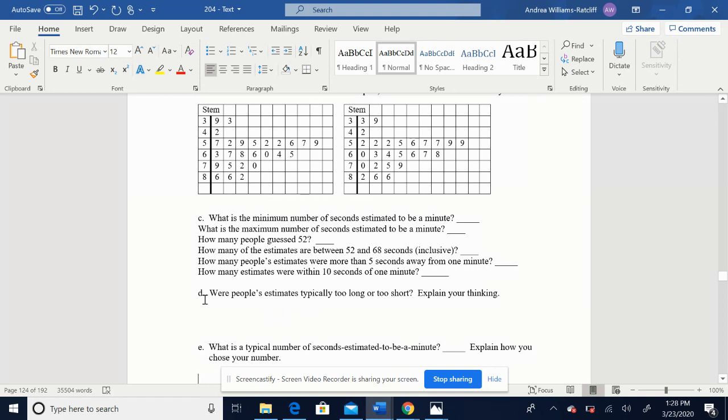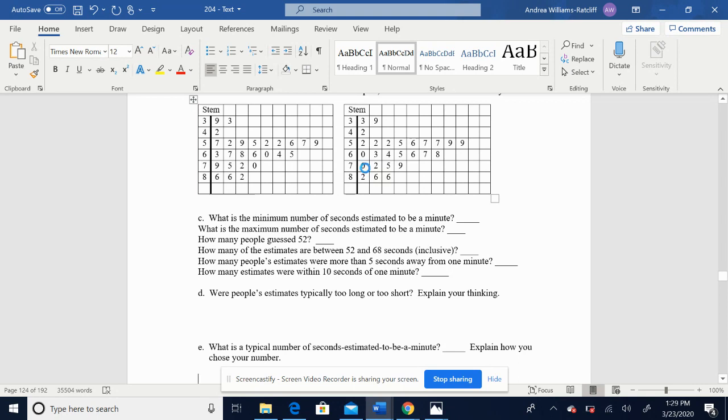How many estimates were within 10 seconds of 1 minute? Okay, so if they're within 10 seconds, they're going to be anywhere from 50 to 70 seconds. So that would be 1, 2, 3, 4, 5, 6, 7, 8, 9, 10, 11, 12, 13, 14, 15, 16, 17 within 1 minute.